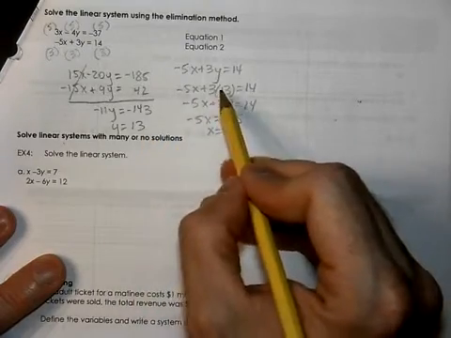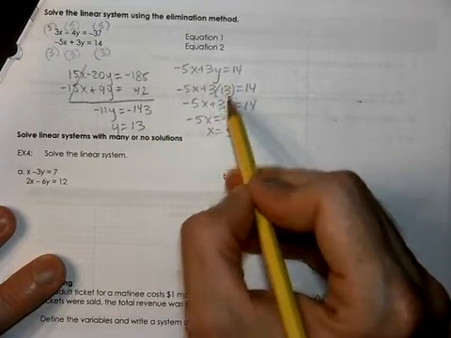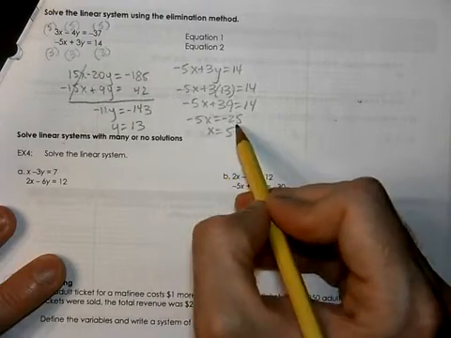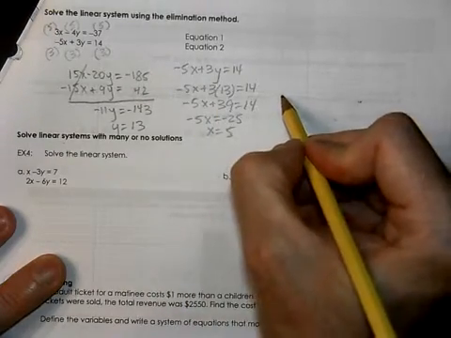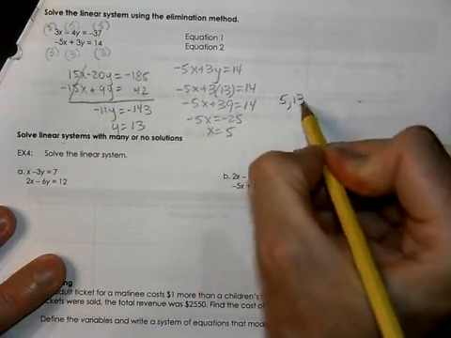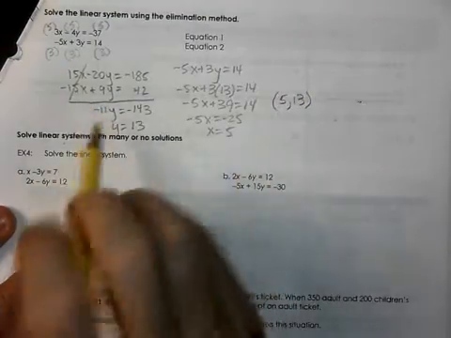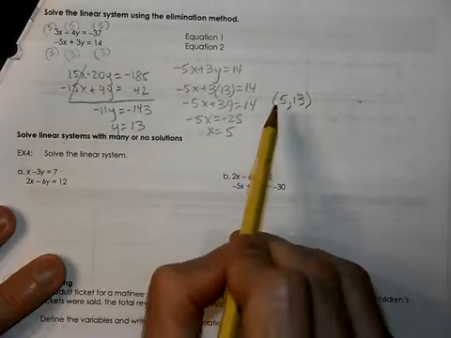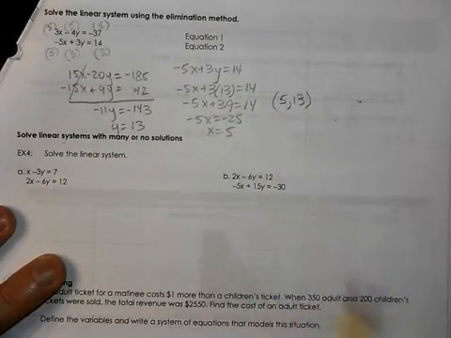We plugged in our 13 for the y. 3 times 13 is 39. Subtract over your 39. Divide by your 5. So our solution is 5, 13. These two equations make lines. The two graphs cross at 5, 13.